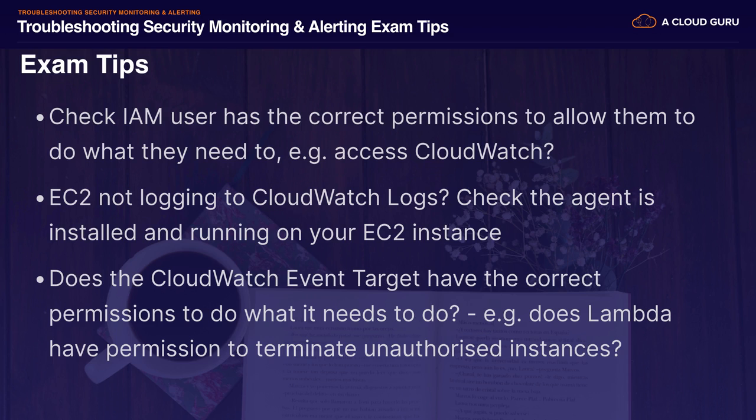And if you are using Lambda as an event target, so triggering an action using CloudWatch events, then do check that the event target has the correct permissions to do what it needs to do. So do check that your Lambda function has permission to take action, for example, if it needs to terminate all unauthorized instances, remove unauthorized internet gateways, isolate unauthorized instances, etc. Do make sure that Lambda has permission to do what you're asking it to do.